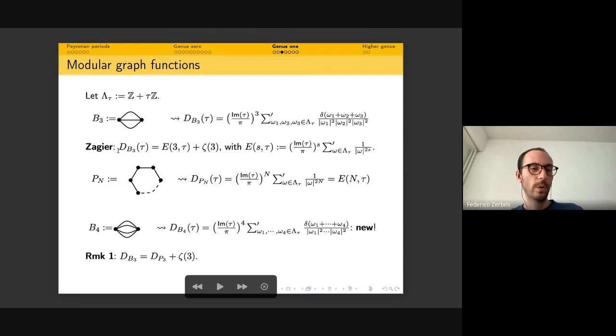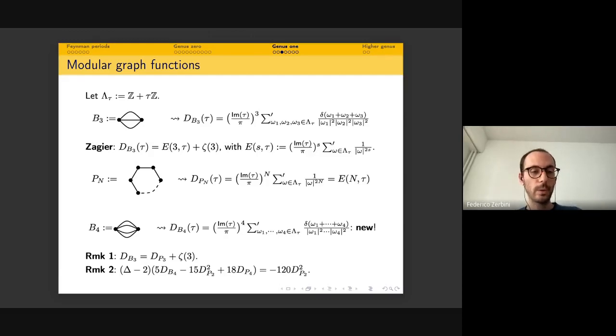So a little remark is that there are relations among modular graph functions. The first one is the one found by Zagier, which can be rewritten in this form. So this is one graph, this is another graph, and then there is this zeta-3 coefficient. And there are also differential relations among modular graph functions. This one, for instance, involves B4. So even though you cannot write B4 directly in terms of real analytic Eisenstein series, there is a differential equation in terms of the Laplacian that relates B4 to those associated to the polygons, which are known functions.